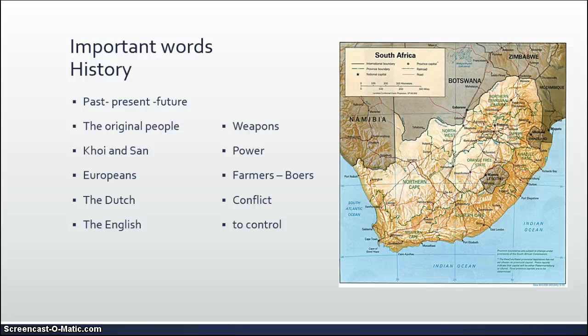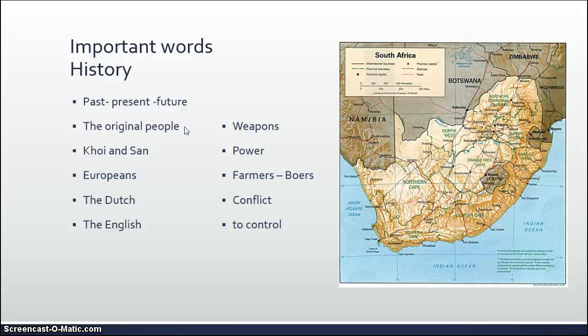These words have to do with history, because to know something about a country, you need to know something about the past, the present, and the future. In the beginning, we can always say that some people in a country are the original people, the people who were there first. In Australia, we talk about the Aboriginals. In America, we talk about the Indians or the Native Americans. In Greenland, we can talk about the Eskimos and so on.